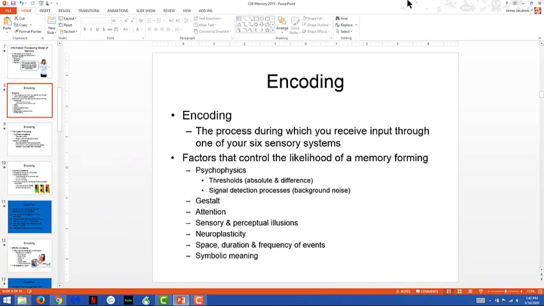All the aspects of sensory and perceptual illusions that we talked about back in the sensation and perception chapter are relevant in this case. All of the aspects of neuroplasticity and the scads of actual biochemical pathways that are related to the various forms of neuroplasticity are all relevant in this case. And what we're going to see now are the last two bullet points, the space, durations, and frequency of events, and symbolic meaning, which are components of encoding that we're going to start addressing at the current time.